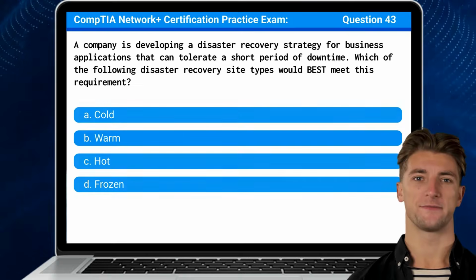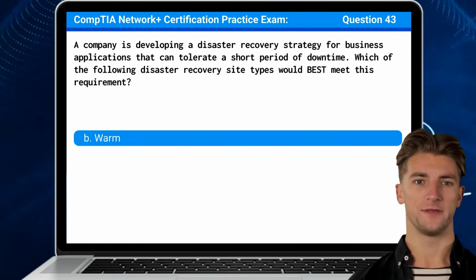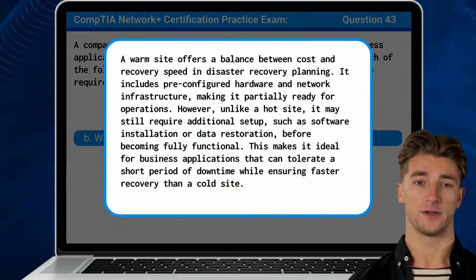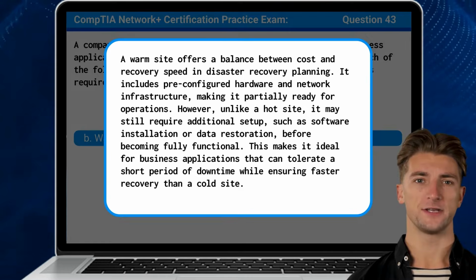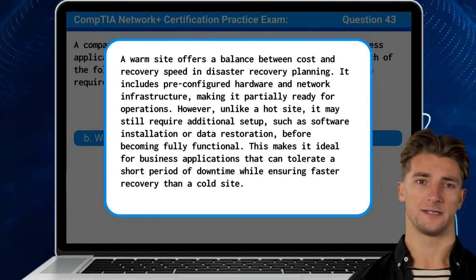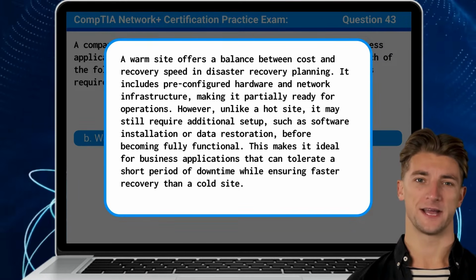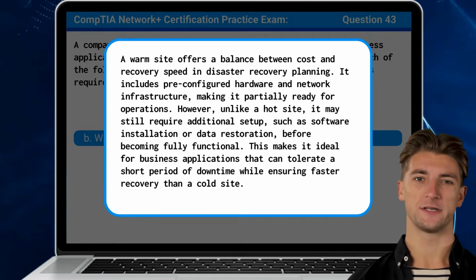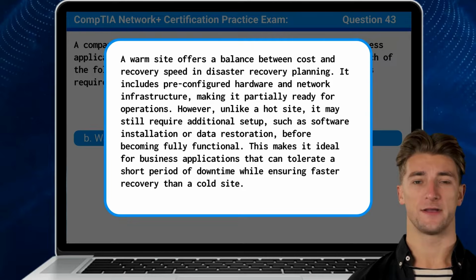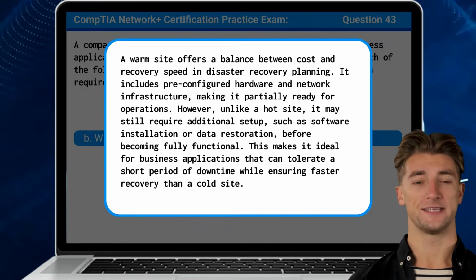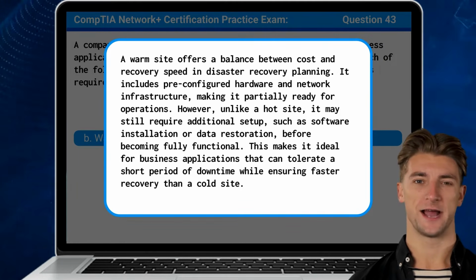The answer is B. Warm. A warm site offers a balance between cost and recovery speed in disaster recovery planning. It includes pre-configured hardware and network infrastructure, making it partially ready for operations. However, unlike a hot site, it may still require additional setup, such as software installation or data restoration, before becoming fully functional. This makes it ideal for business applications that can tolerate a short period of downtime while ensuring faster recovery than a cold site.